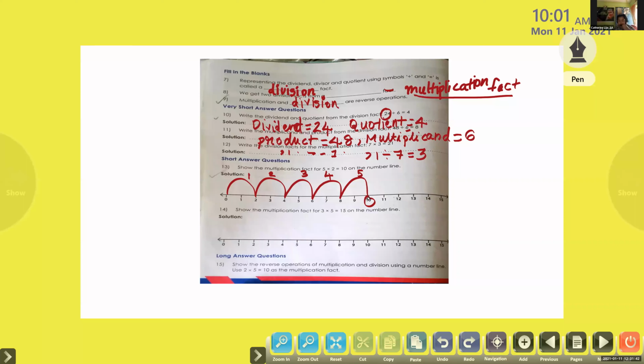Ma'am, after the question there is a solution. Which one? On the 13th one. You have to draw this, show this jumping on the number line. That is the solution, because they have already given the answer. We only want to show the multiplication on the number line. That means five times you have to do the skip counting by 2.